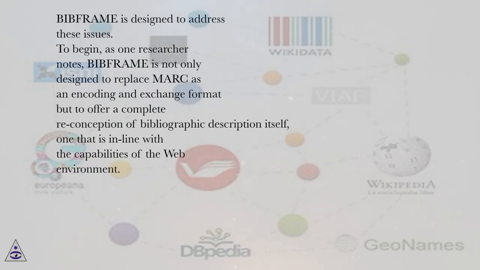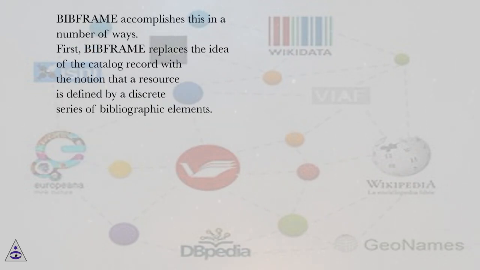To begin, as one researcher notes, BIBFRAME is not only designed to replace MARC as an encoding and exchange format but to offer a complete reconception of bibliographic description itself, one that is in line with the capabilities of the web environment. BIBFRAME accomplishes this in a number of ways.